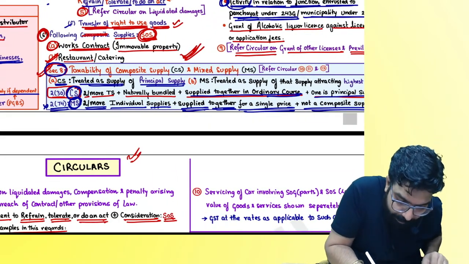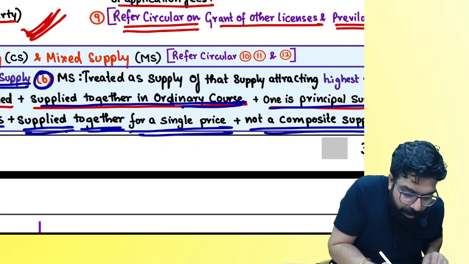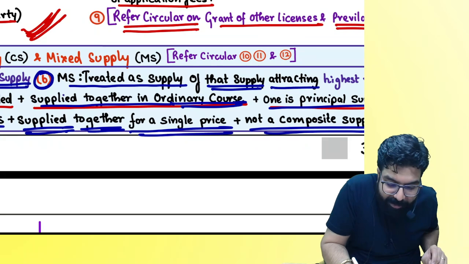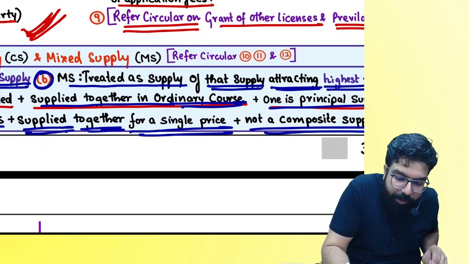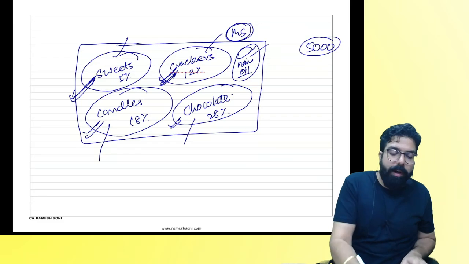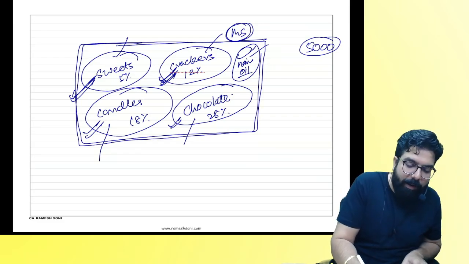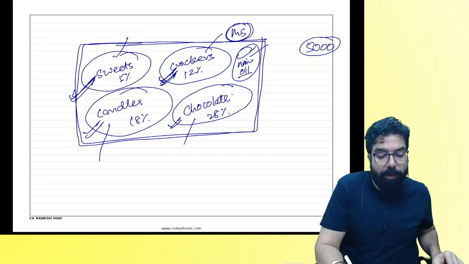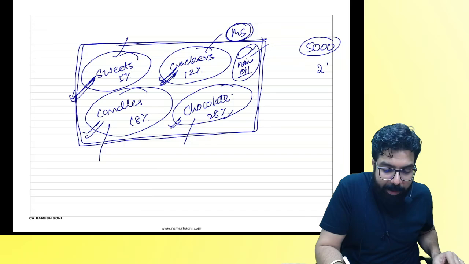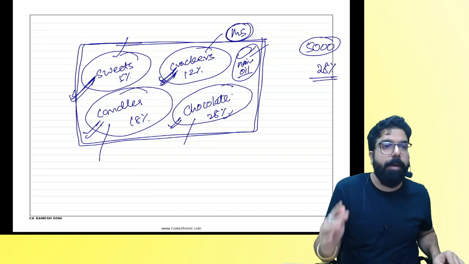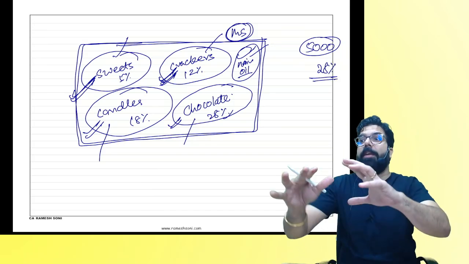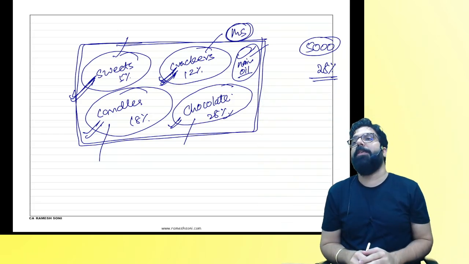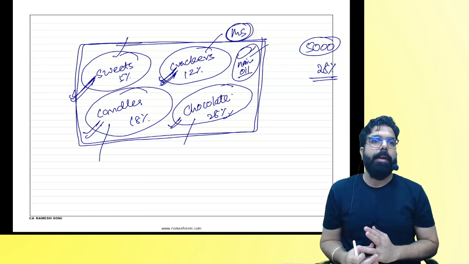See here. Mixed supply is always treated as a supply of that supply which attracts the highest rate of tax, everyone. So you will think that this supply is of chocolate. And what rate of GST will apply, everyone? 28%. Is my point 100% clear to all? You have to think that this box is a box of chocolate and GST rate of 28% has to be charged. Is my point clear?